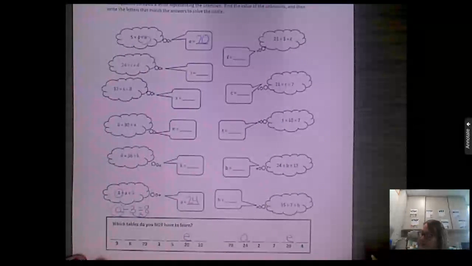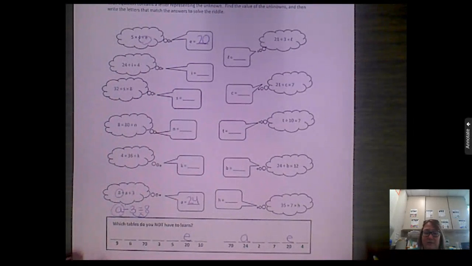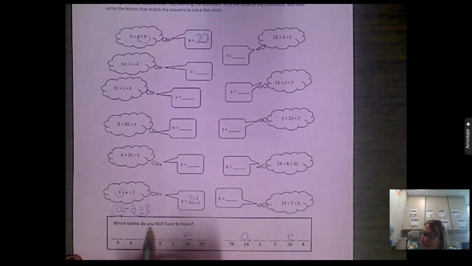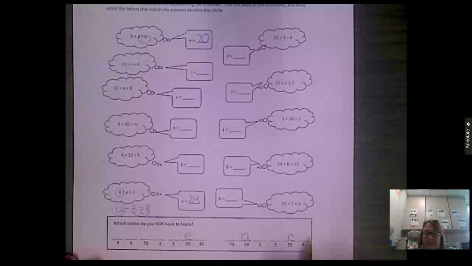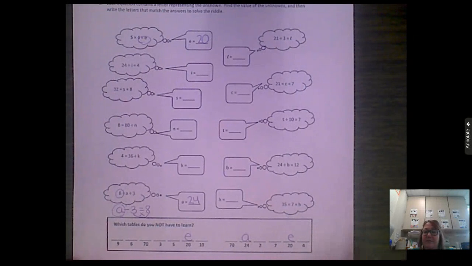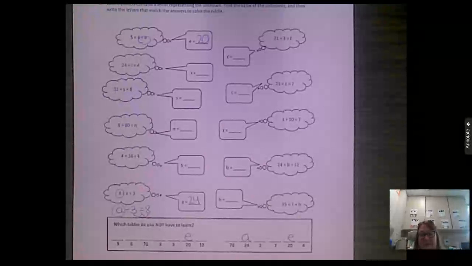And you know what I forgot to do is I didn't even read the riddle. Did you read the riddle? Okay. So the riddle says, which tables do you not have to learn? That's what we're trying to fill in here, the answer to which tables do you not have to learn? Okay. So if you are ready to go off on your own, feel free. If you want to try a couple more with me, you can, and then head off on your own after. But I definitely want you to be working through some of this independently.